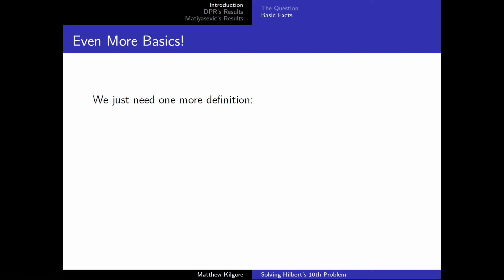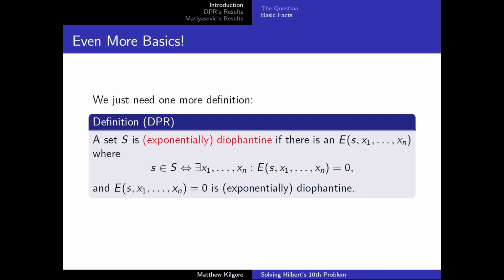Now, we just need one more definition out of the way. A set S is Diophantine, respectively exponentially Diophantine, if there is an E(S, x), where S is an element of S, if and only if there exists an x such that E(S, x) equals 0, and E(S, x) equals 0 is Diophantine, respectively exponentially Diophantine. With this, we're ready to begin the papers proper.